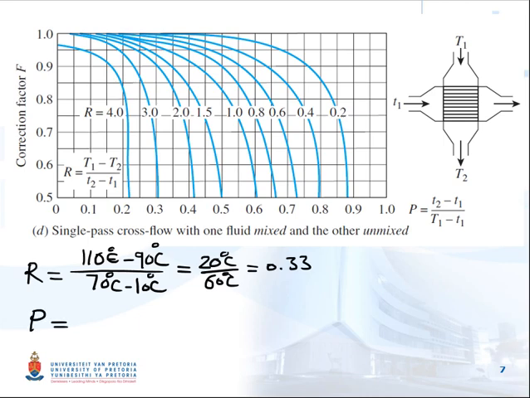We also need to calculate P. As you can see here, P is defined as the outlet temperature of the cold fluid minus the inlet temperature of the cold fluid, divided by the inlet temperature of the hot fluid minus the inlet temperature of the cold fluid. We just put the values here.